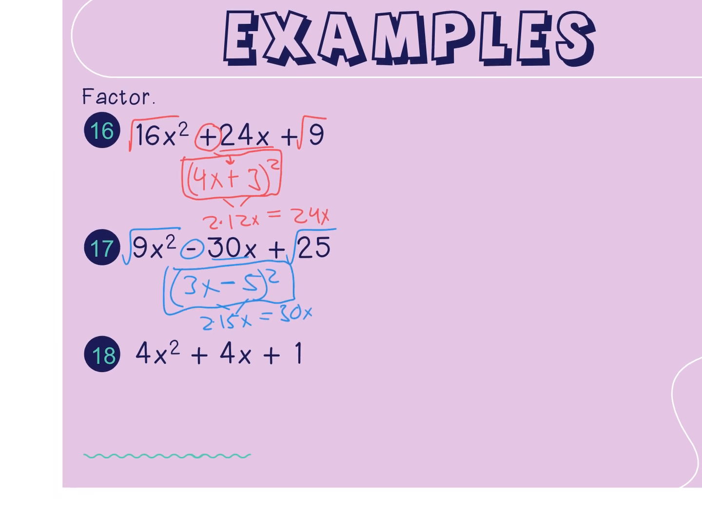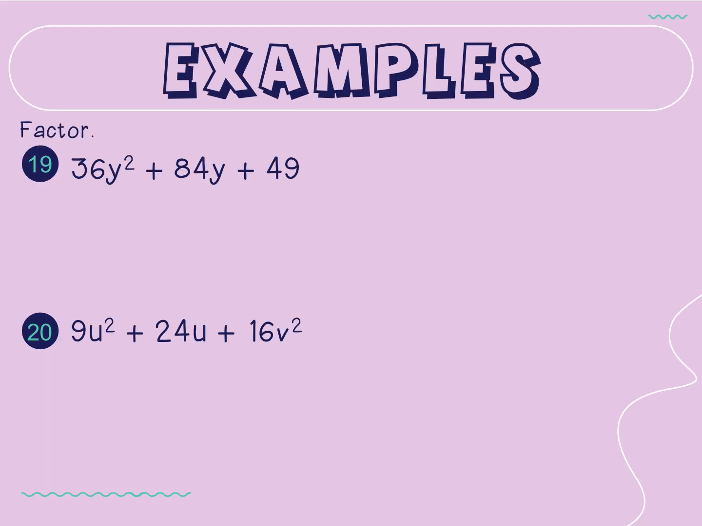All right, try the same thing with the last one. Square root the first, 2x, square root the last, 1. When I multiply them and I double it, do I get 4x? I do, that 4x matches this 4x. I can take that plus, write it in between, and then square it. It's the same pattern every time. Let's try it with this one.